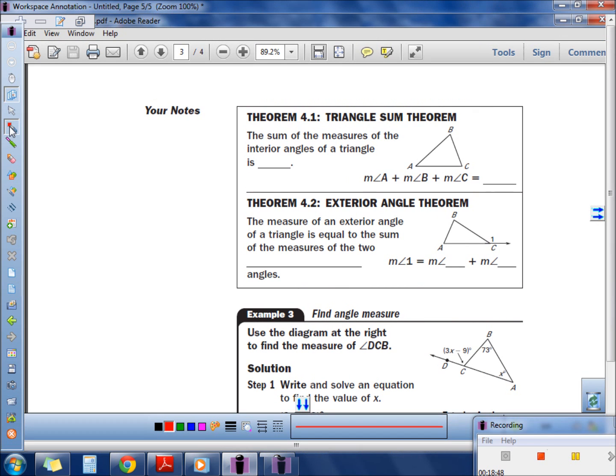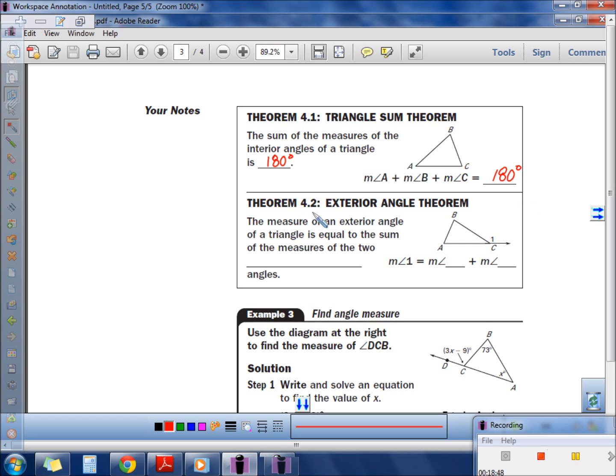This first one is probably one of the most important theorems of the whole book. It says the sum of the measures of the interior angles of a triangle is a special number. It's called 180. Anytime you're looking at the angles inside a triangle, when you add them up, you find their sum is 180 degrees every single time. You have to memorize that.